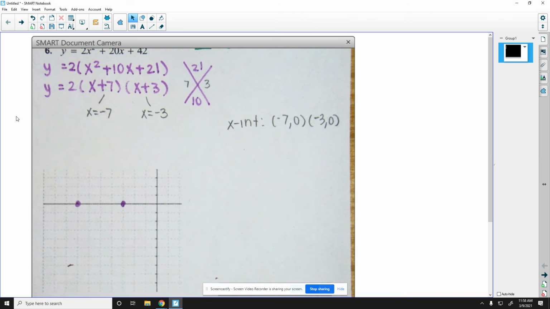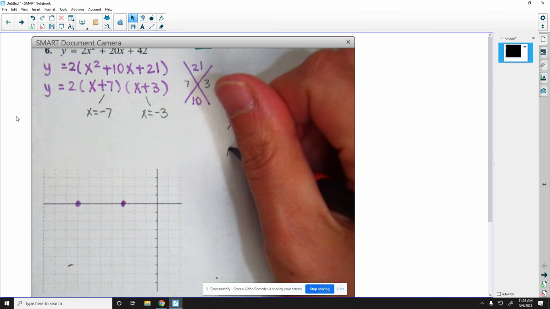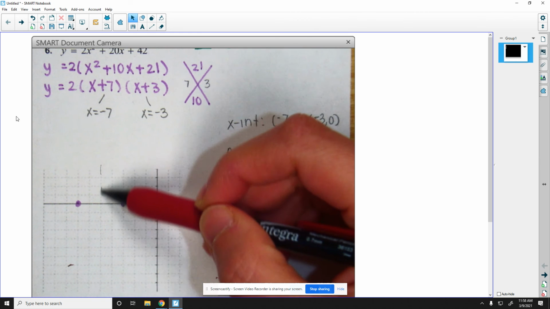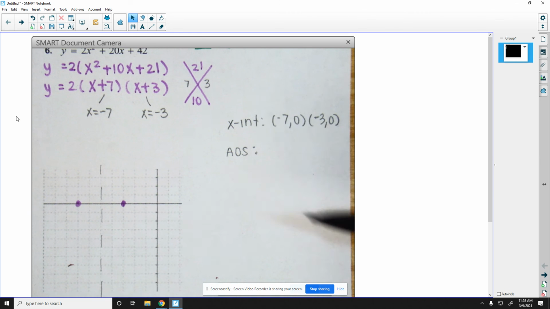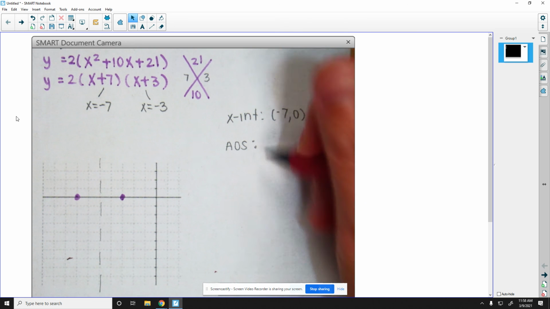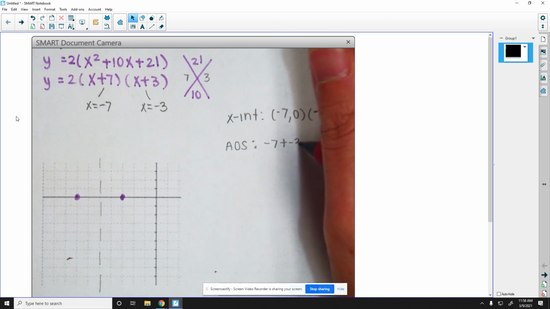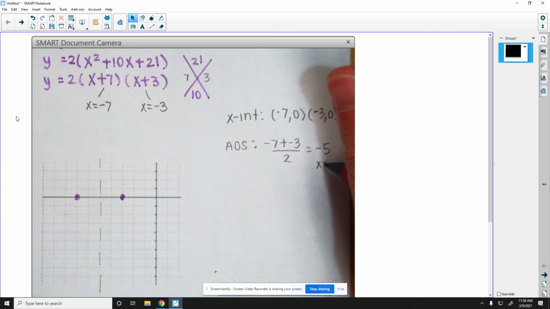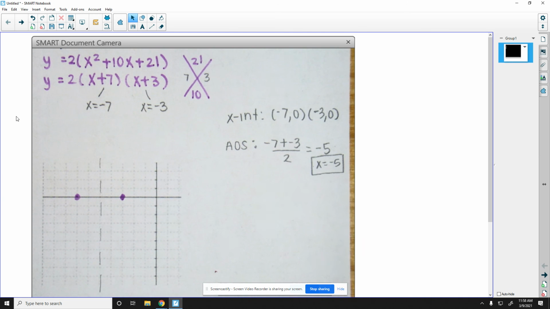The next thing to solve for was my AOS, the halfway point. I can kind of look at it and tell you the halfway point between -7 and -3, but remember that the math way to do it is adding them, -7 plus -3, and dividing by 2. That's always how you find half of it. So it is -5. It's the average, you're right. So x equals -5 would be my AOS.